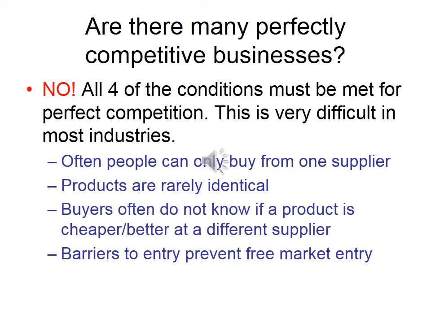Are there many perfectly competitive businesses? No. All four of the conditions must be met for perfect competition. This is very difficult in most industries. Often people can only buy from one supplier. Products are rarely identical. Buyers often do not know if a product is cheaper or better at a different supplier. And there are barriers to entry that prevent free market entry.